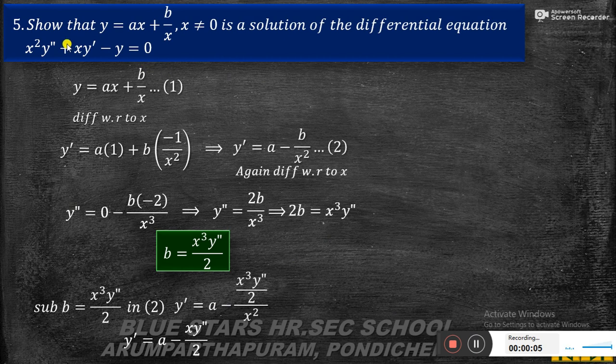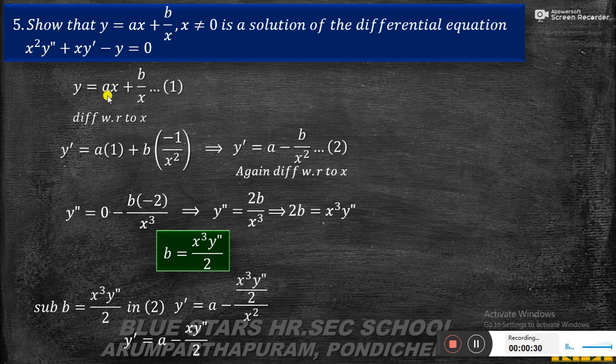Now we discuss the fifth problem from exercise 10.4. So this is the question. Fifth problem: show that y equal to ax plus b by x, x not equal to 0, is a solution of the differential equation x square y double dash plus xy dash minus y equal to 0. So now we will prove that this equation is a solution of the differential equation.